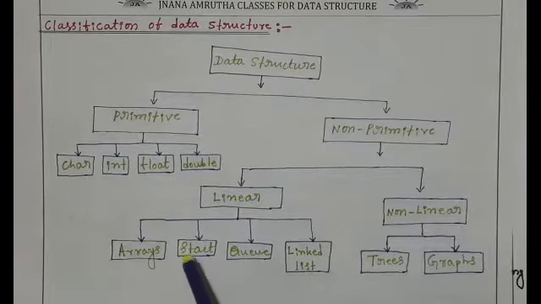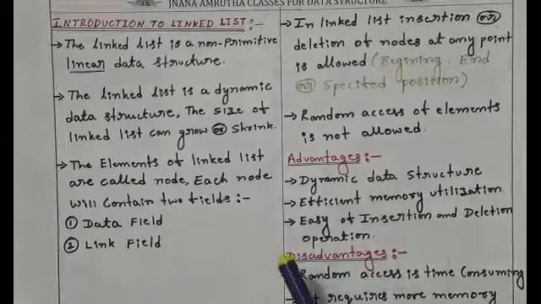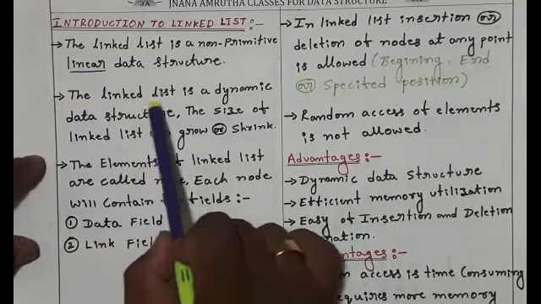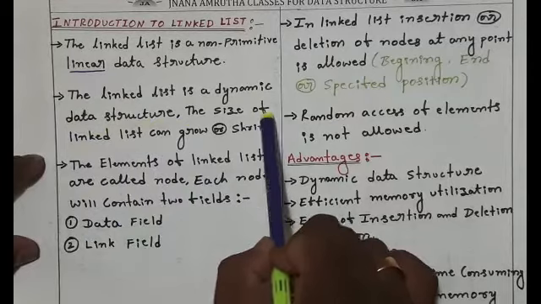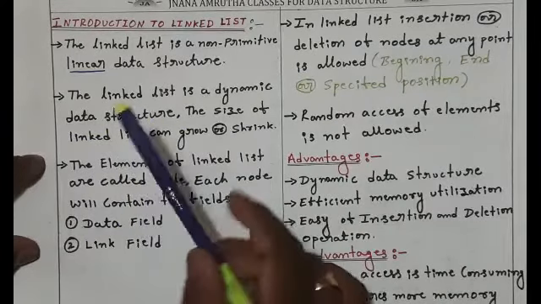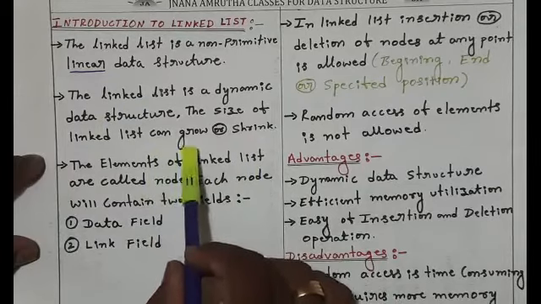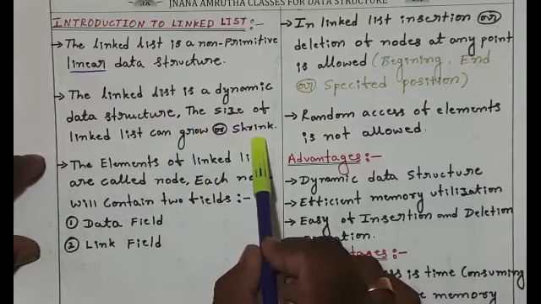Here we have n number of linear data structures: arrays, stacks, queue, and linked list. Next, the linked list is a dynamic data structure, and the size of the linked list can grow or shrink. The size of the linked list can increase or decrease.